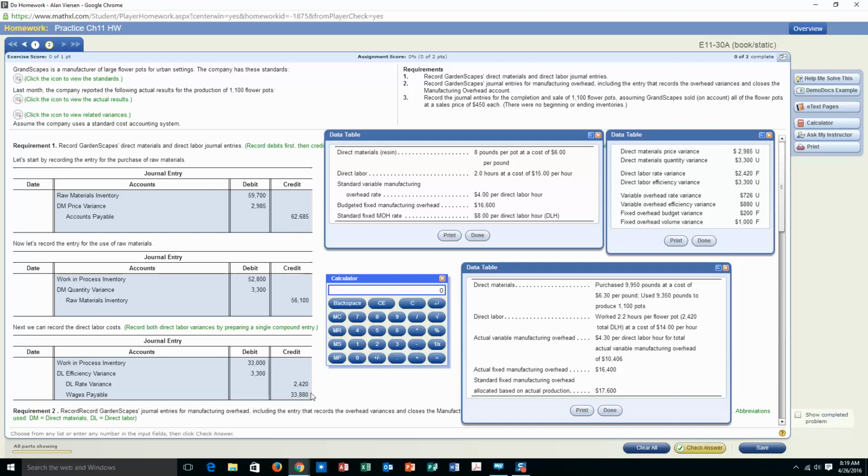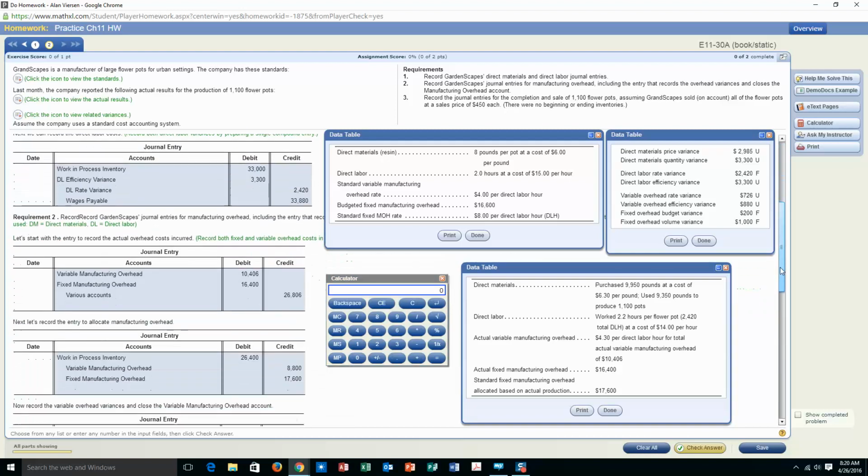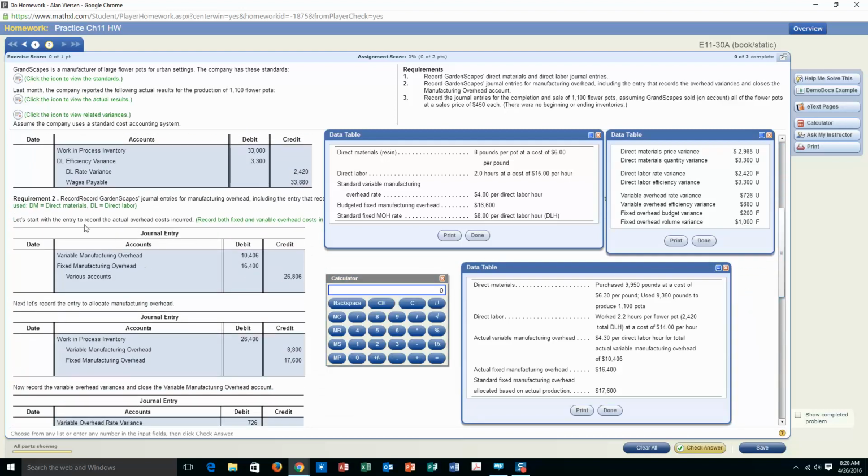And then finally, we have to make the workers happy, so we pay them their wages, where the actual wage was $14, and the actual amount of hours is 2,420. So that's where the 33,880 comes from. Next, we move on to recording the actual overhead. That's just taken directly from here, where we had actual overhead of 10,400 for variable, 406, fixed overhead. So we debit the actual overhead and we credit various accounts.